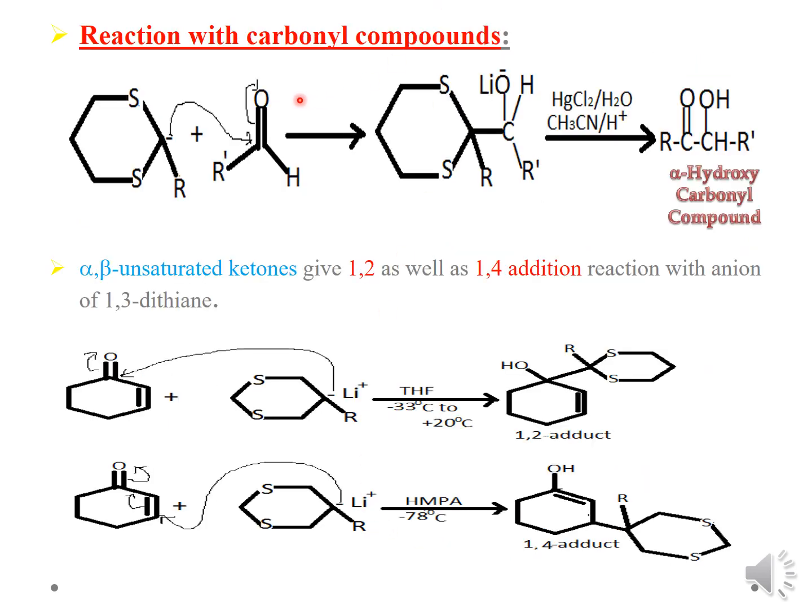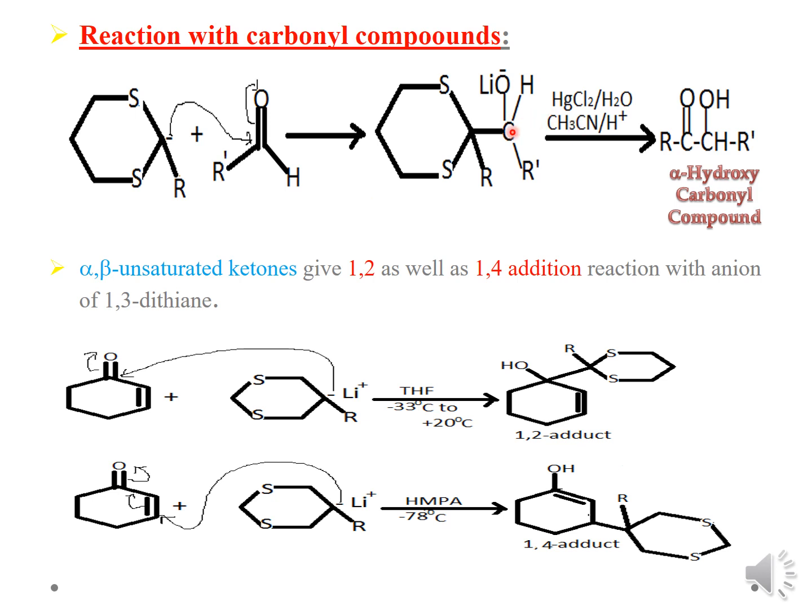Then moving on to the third application, that is reaction with carbonyl compounds. So here you have to take an anion of your 1,3-dithiane and then treat it with either an aldehyde or a ketone. If you treat it with an aldehyde, this minus charge, the carbanion, will attack the carbonyl carbon, which is electrophilic in nature. Once it attacks, this bond shifts and makes a negative charge, resulting in the tetrahedral structure. Remember, this will result in the tetrahedral structure.